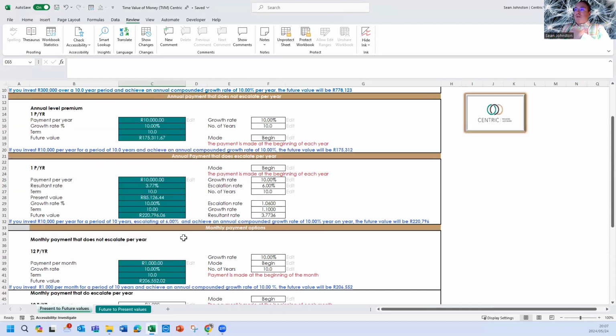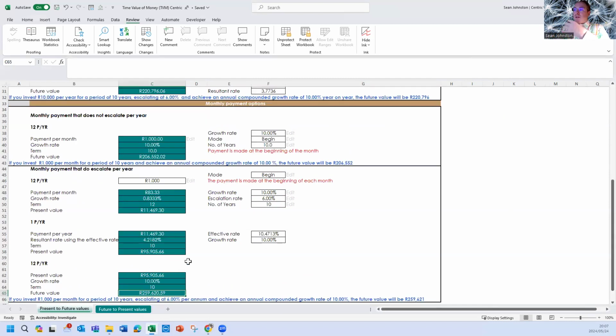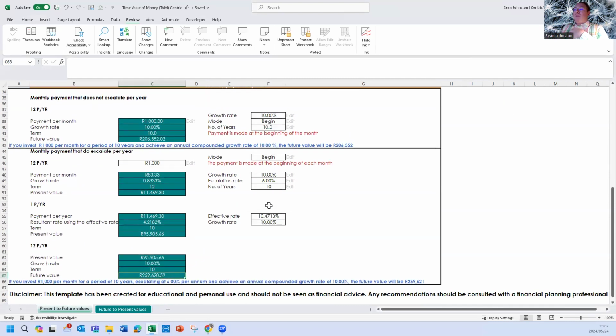And these three elements really do make a big difference: the begin-end mode, the growth rate, and also your escalation rate. The longer you invest, say you invest for 30 years, you will start to see the impact of your future values. Now, I want to show you something also quite important.